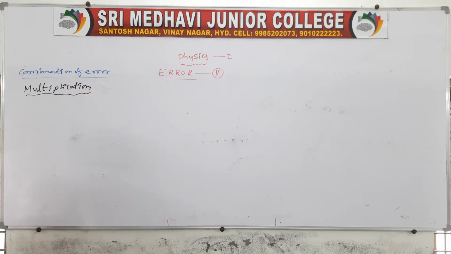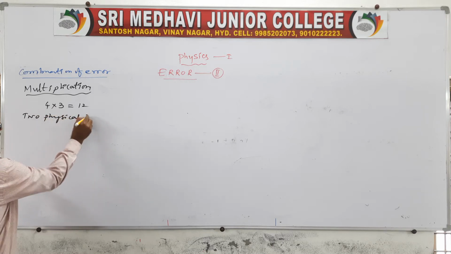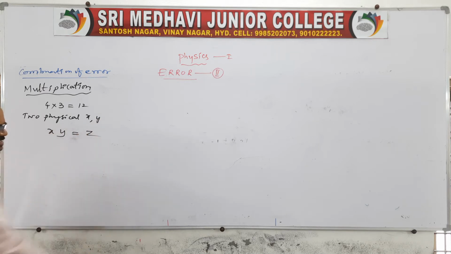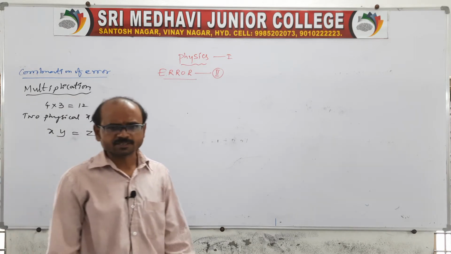So the multiplication is also the same thing. Suppose 4 into 3, what will we get? 12. Multiply 4 into 3, we get 12. Like that also, same thing. Take two physical quantities, say x and y. Multiply these two, x into y gives z, the other physical quantity. So x into y. Now here we have to find the maximum possible error as well as the percentage error.